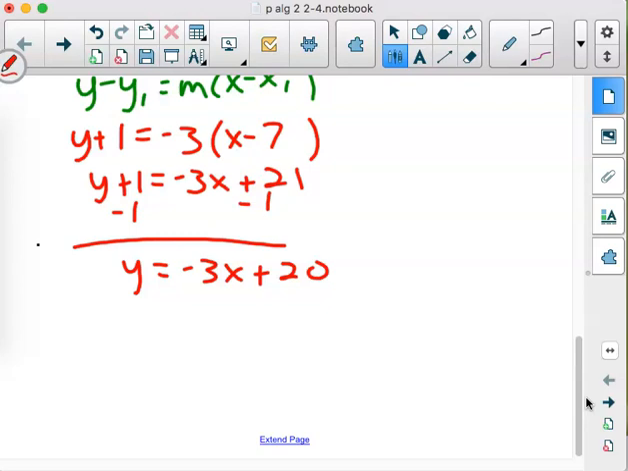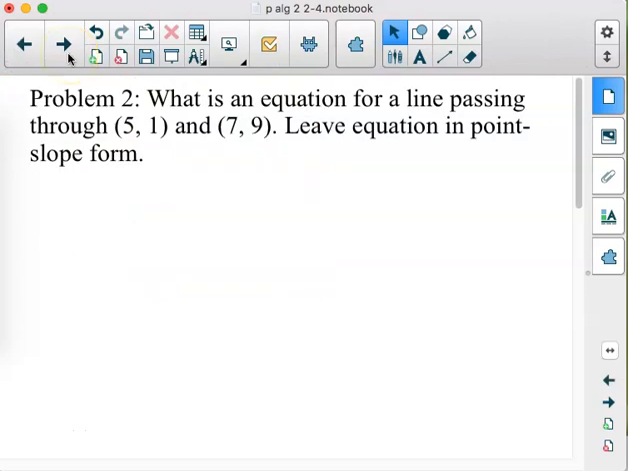So, well, this doesn't seem too bad, huh? It's a formula. Once we know the formula, we should be good. And then they take stuff away. So what they do, remember, I've mentioned this before, the sign of a good mathematician is you're always thinking, how can I get this to look like the thing I just knew how to do? How do I do that? What is an equation for a line passing through 5, 1, and 7, 9? Leave the equation in point-slope form.